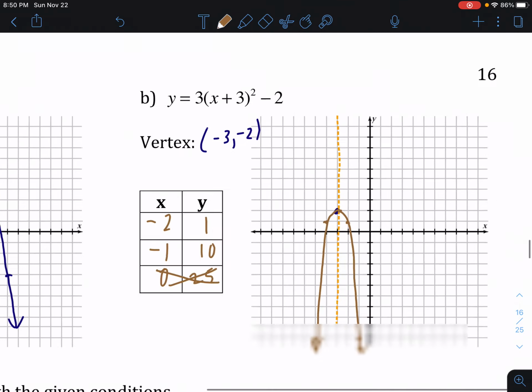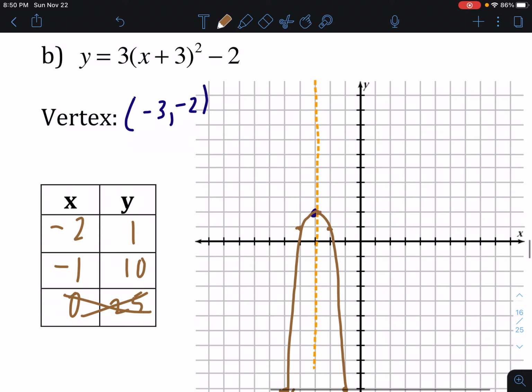Just want to double check that. Negative 2, 1, 3 minus 2, 1. Yes, good. All right, that one's good.